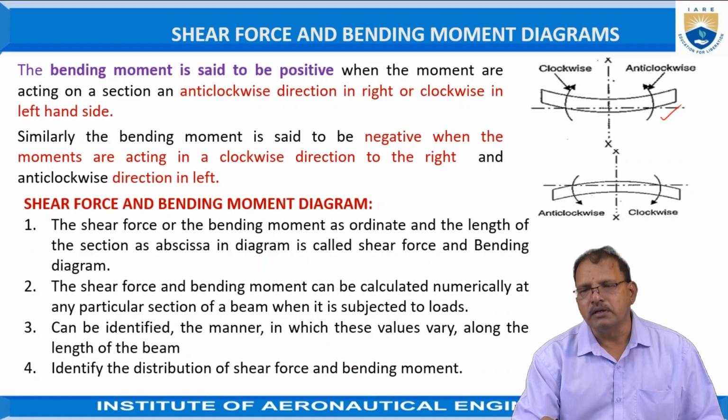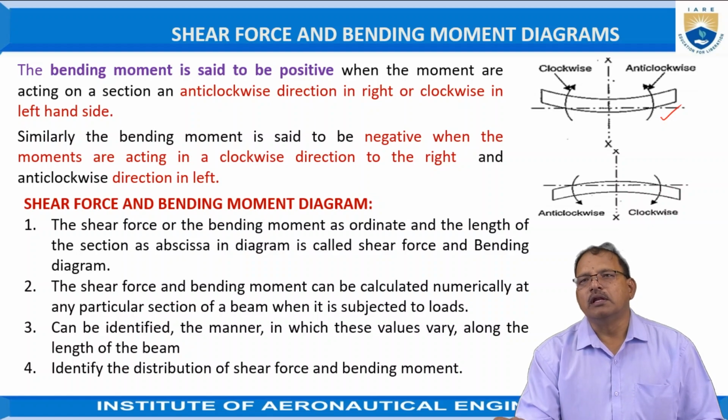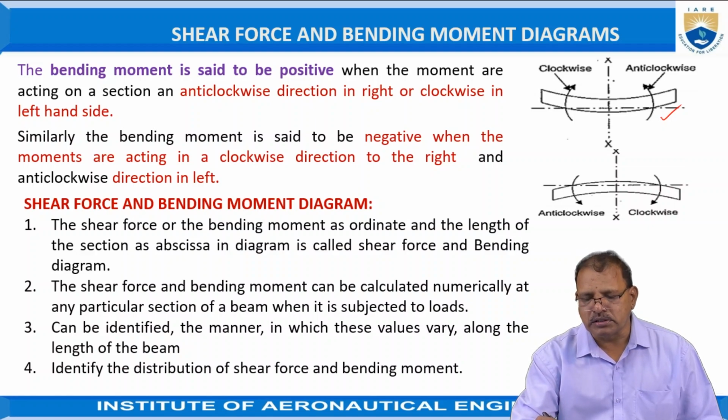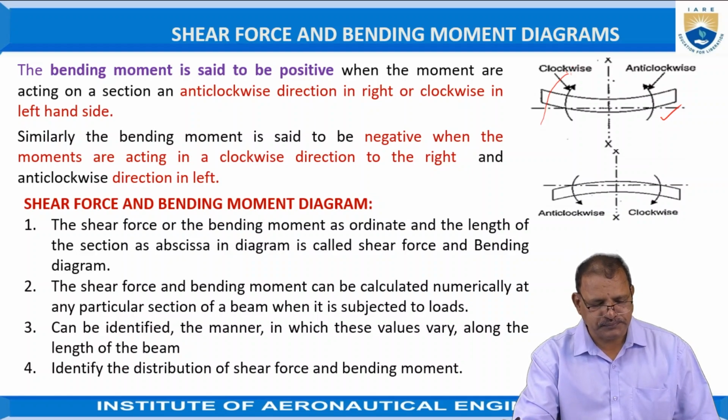So for this beam, in order to have that sagging effect, with respect to the section along the x-axis, on the left hand side, if the forces create a bending moment in such a way that the effect is in a clockwise direction like this, it is positive. Similarly, toward the right side, it should be in an anti-clockwise direction.